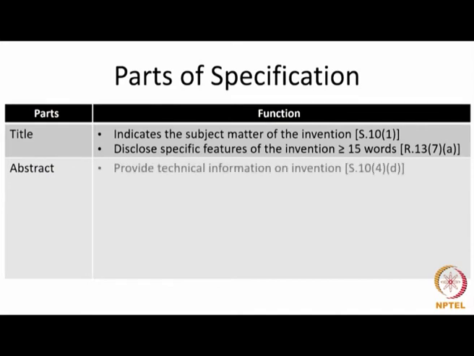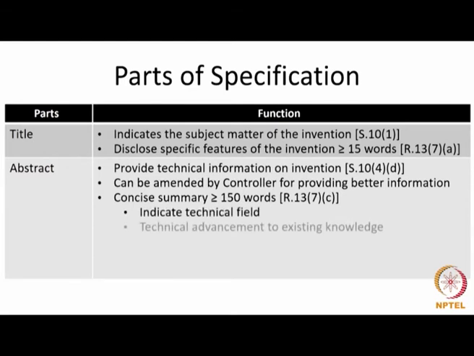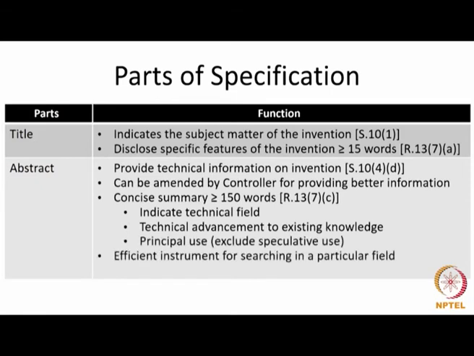The abstract provides technical information, can be amended by the controller, and is a concise summary, not more than 150 words. It indicates the technical field, the technical advancement to existing knowledge, and the principal use, and it is used as an efficient instrument for searching in a particular field.